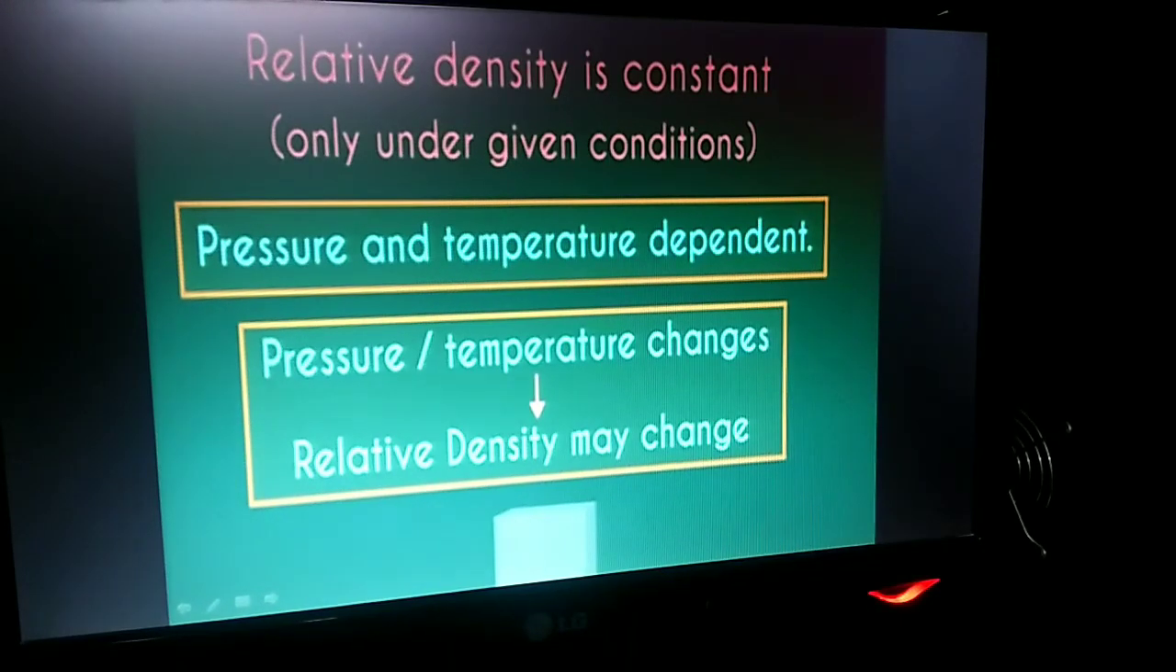Relative density is constant only under given conditions, that is, it is pressure and temperature dependent. If pressure or temperature changes, relative density may change.